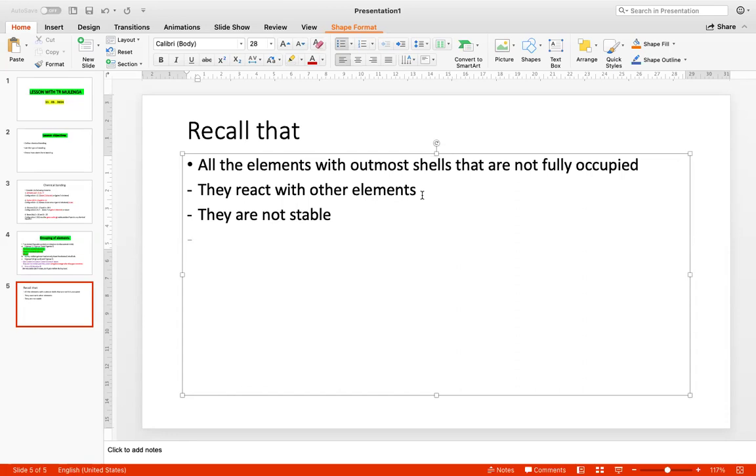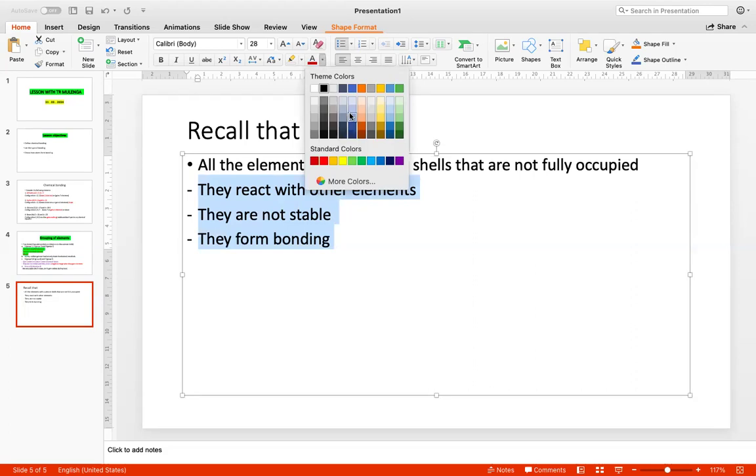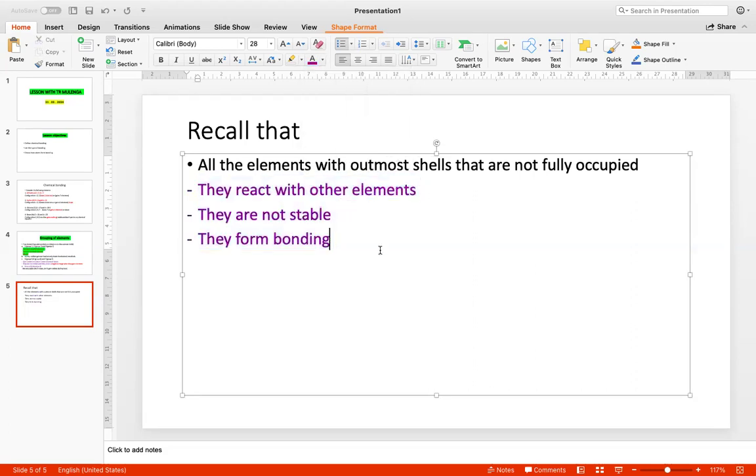They react with other elements. They are not very stable. By reacting with other elements, what do they form? Bonding. So they form bonding because they are not very stable. So stability is what causes elements to form bonding. Stability of elements is what causes them to form bonding.